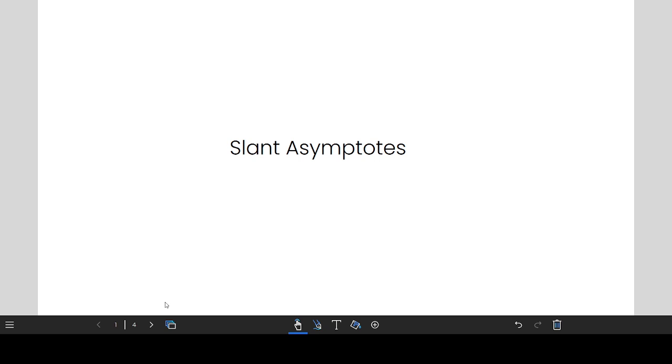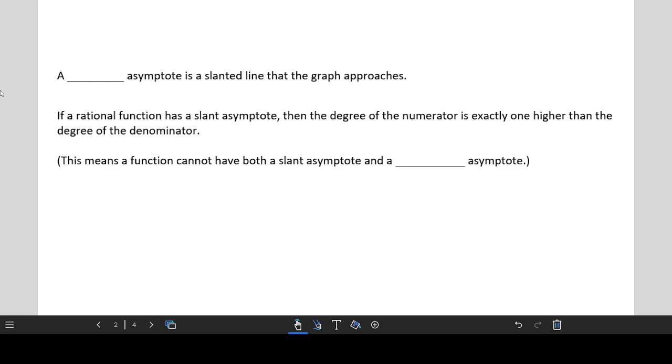In this video, we're going to discuss how to find slant asymptotes for rational functions. Some books call it a slant asymptote and some books call it an oblique asymptote. But a slanted line or oblique line is just a line that's not horizontal or vertical. So we've discussed horizontal and vertical asymptotes previously. Now we're discussing a slanted or oblique line that serves as an asymptote.